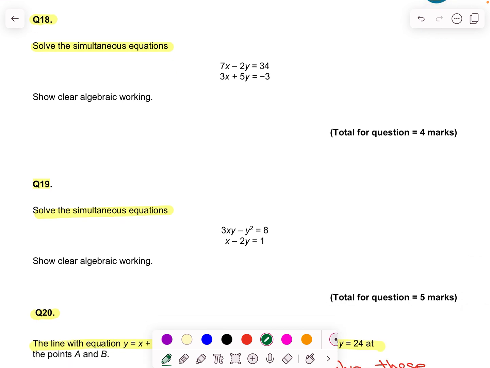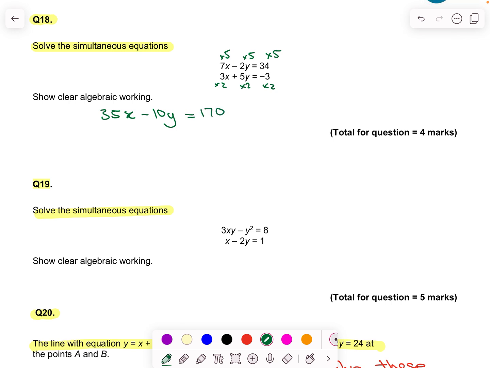Next, solve these simultaneous equations. Again, we need to make either the coefficients of x the same or the coefficients of y the same. So I am going to make the coefficients of y this time the same. So I'm going to multiply all of this by 5 and all of these by 2. Okay. On the top, I get 35x minus 10y, and then 34 times 5 is 170.